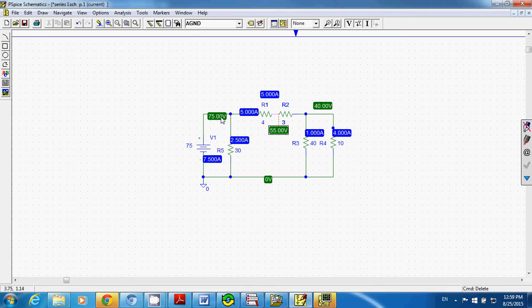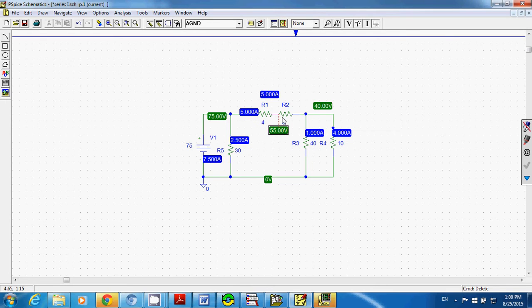You have 75 volt here, and then you are going to have the voltage drop across the 30 ohm resistor. That's going to be 75 volt, just like this one. You simply multiply 30 by 2.5 amp, and that gives you 75 volt.